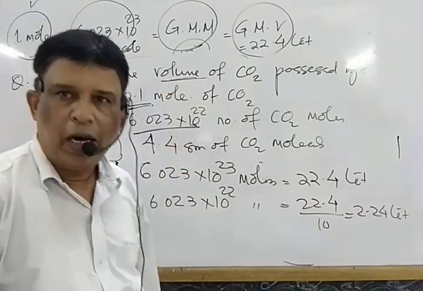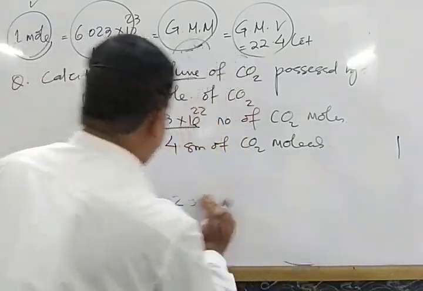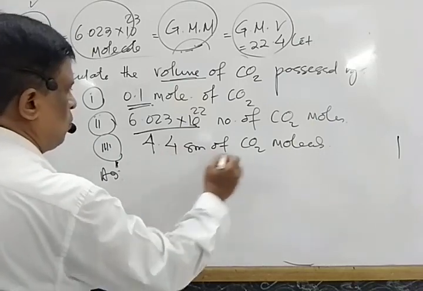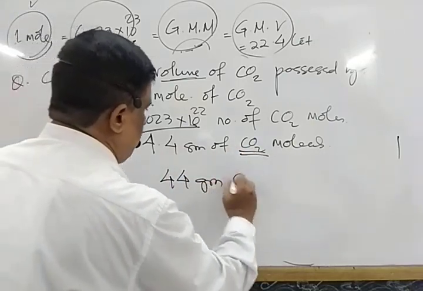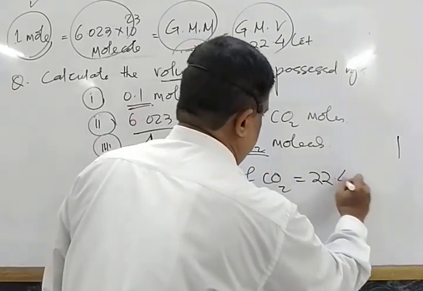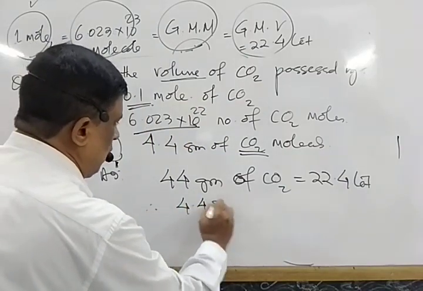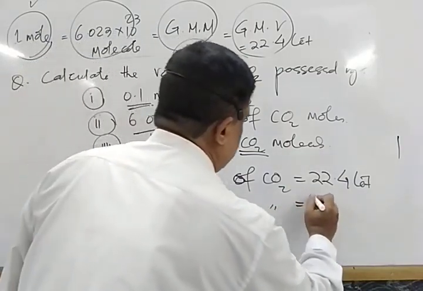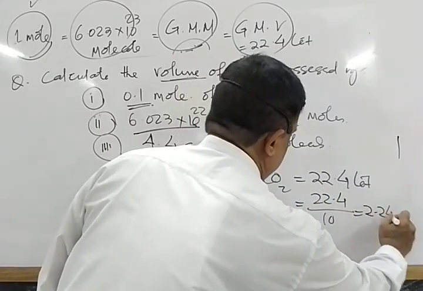Next, mass with volume. What is the relationship of mass with volume? For carbon dioxide we know that gram molecular mass 44 gram of CO2 possesses volume 22.4 liter. So therefore 4.4 gram of CO2 possesses 22.4 by 10, that means 2.24 liter.